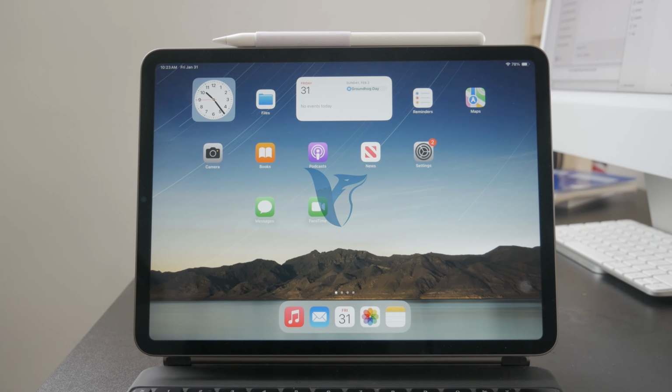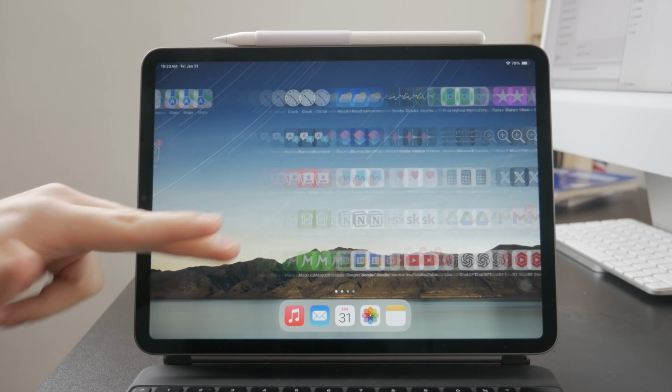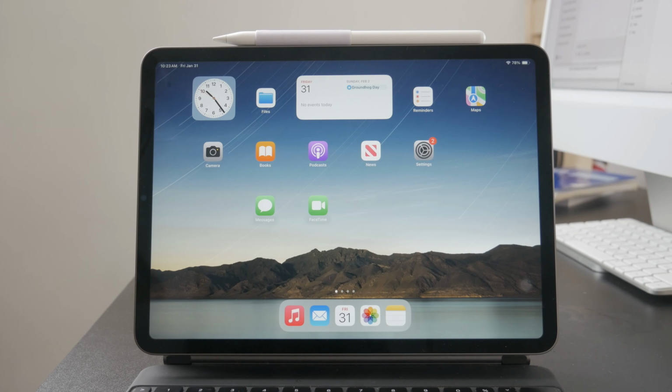Now, let's talk about the headphone mode on your iPad. How can you disable it? So there are a few things you might mean by this.